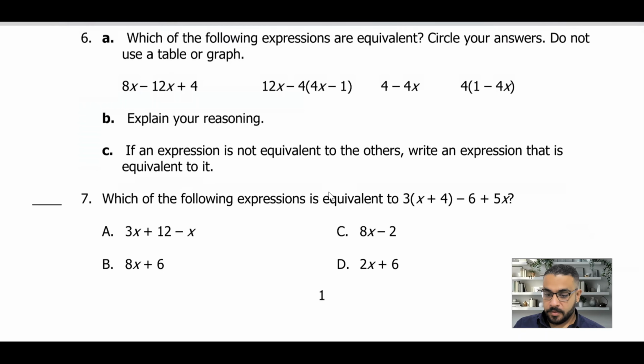Moving to question 6. Which of the following expressions are equivalent? I have a lot of expressions, so I want to circle the equivalent expressions. If I have any way to simplify any one of them, I have to do it exactly. So 8x minus 12x will be negative 4x. And the 4 is a constant or number, just leave it as it is.